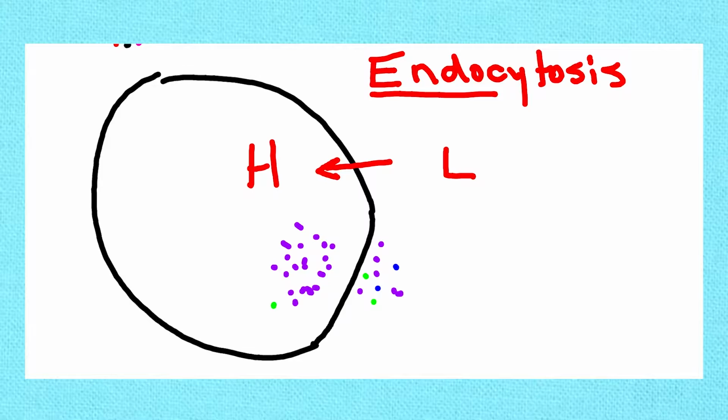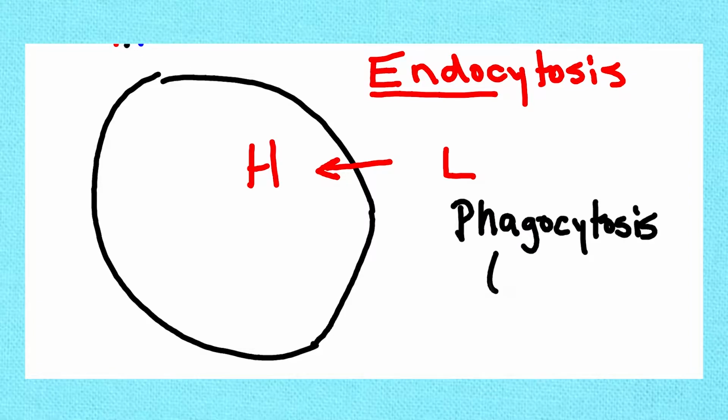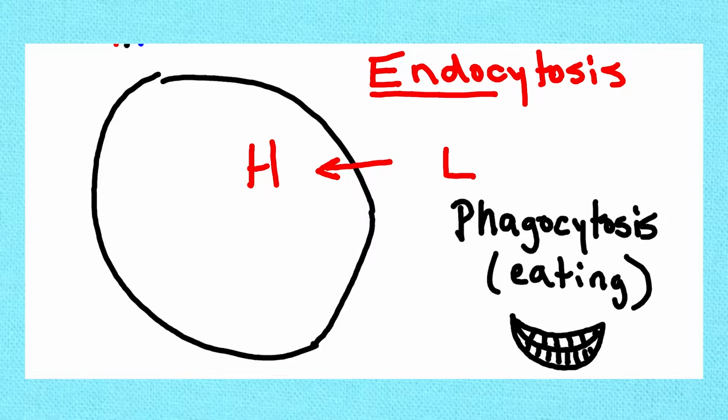Sometimes the cell does not want to just gulp up what's outside. It wants to be really specific about what it grabs. That's where cell eating comes in, or phagocytosis. Kind of creating a little mouth for our cell. This happens a lot with larger things, and I don't just mean larger molecules, I also mean larger organisms.